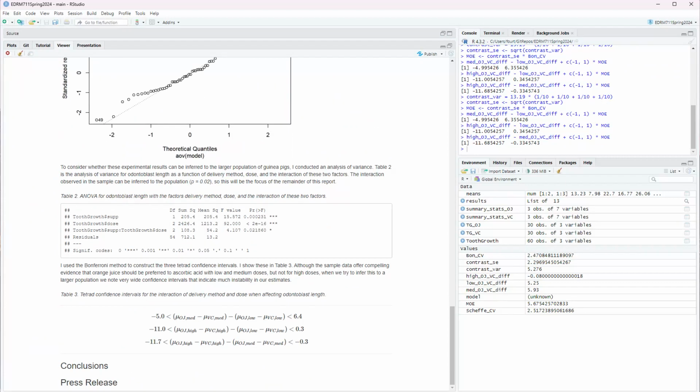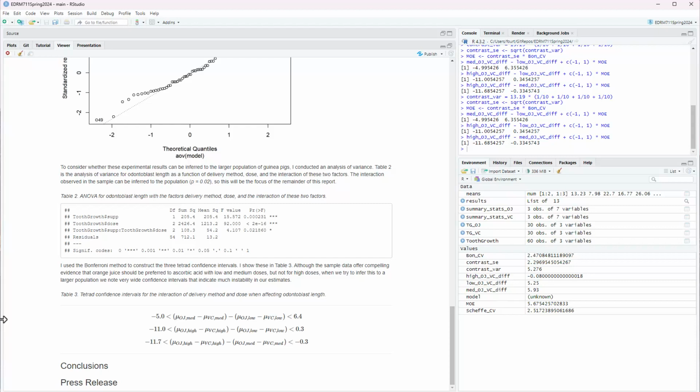So that's what it looks like. I have a caption for table three: Tetrad confidence intervals for the interaction of delivery method and dose when affecting odontoblast length. If you wanted to put these in the narrative instead, you would be welcome to do that, but it gets a little bit awkward when you're having to deal with these long expressions here to show what it is that the confidence interval is for.